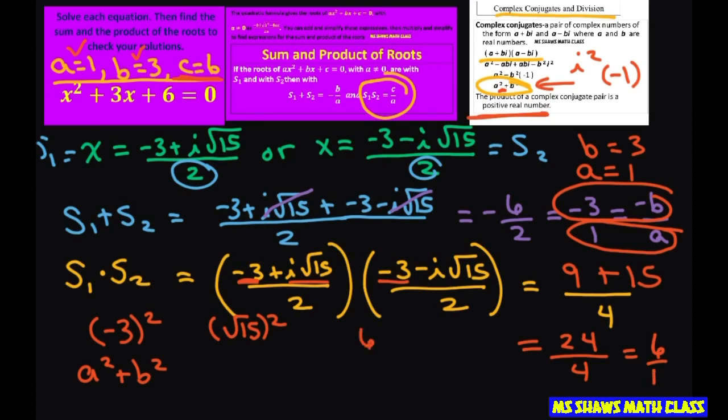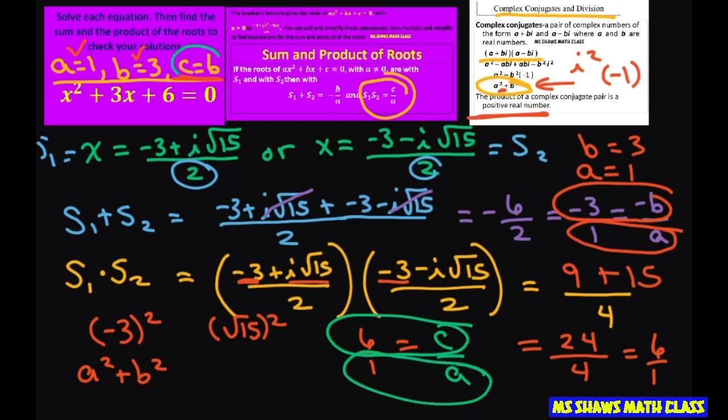Now we have 6 divided by 1, and we're going to set this equal to c over a. So our c is 6, and our a's do match up, so we're good, and we get our c equals 6. That means we did our problem correctly, and our solutions are right.